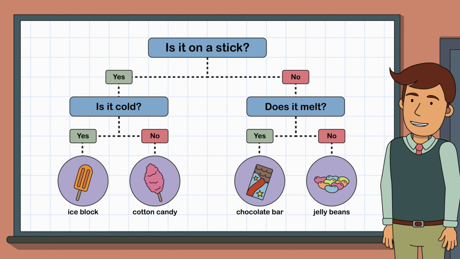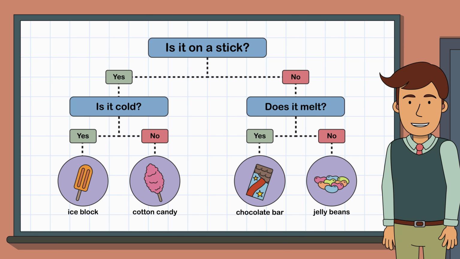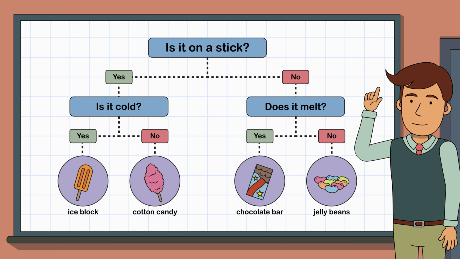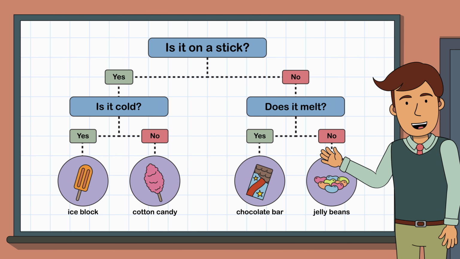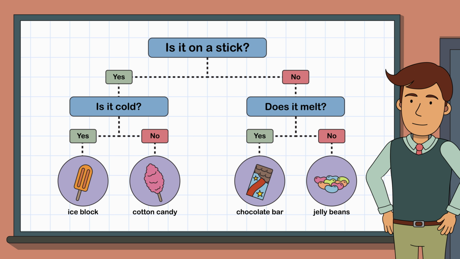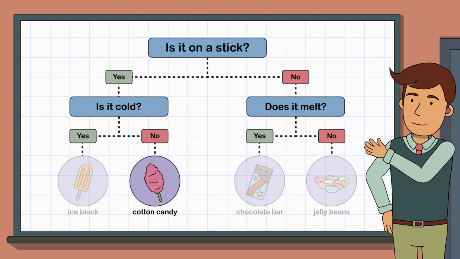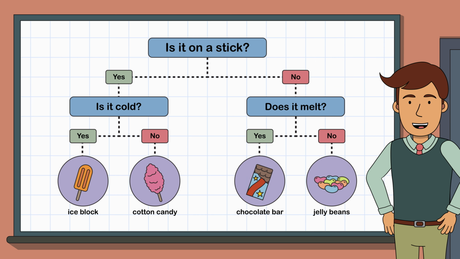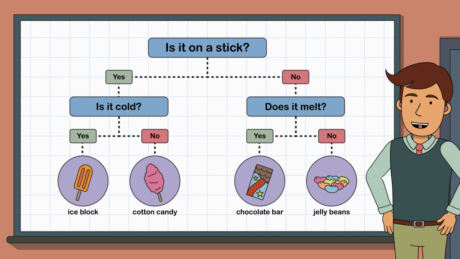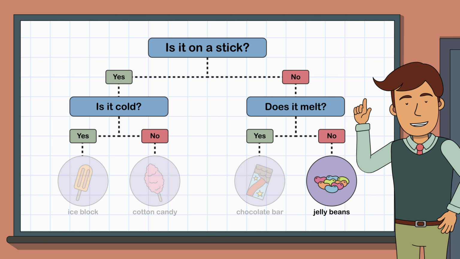Now we have a classification key where every object sits by itself. But how does it work? Well, if I asked you to identify a sweet treat that is on a stick but not cold, could you do it? That's right, it's the cotton candy. Now, what about if I wanted an item that was not on a stick and that doesn't melt? That would be the jelly beans.